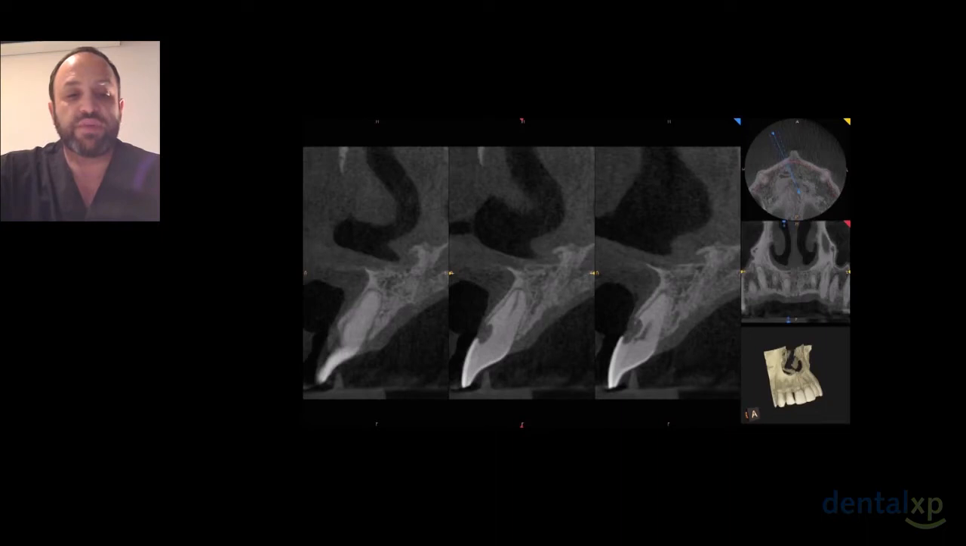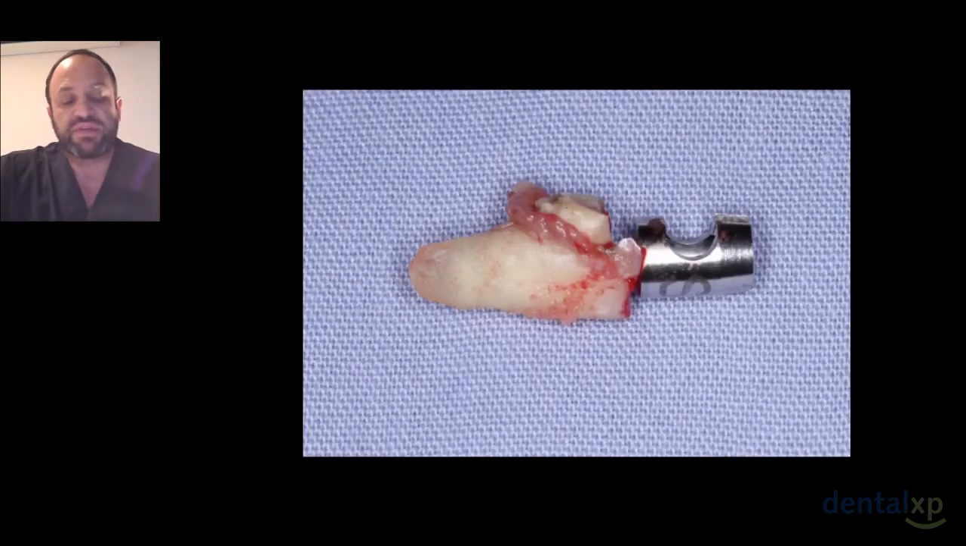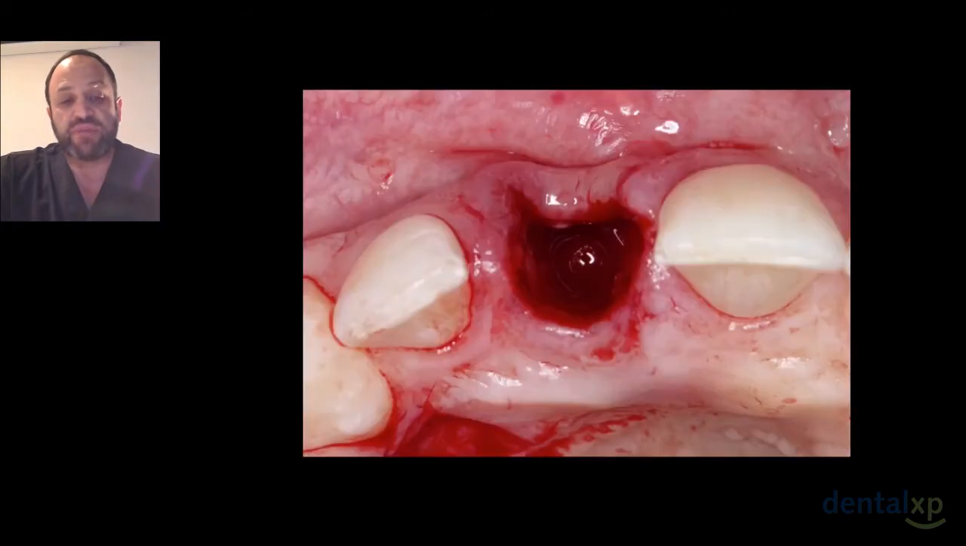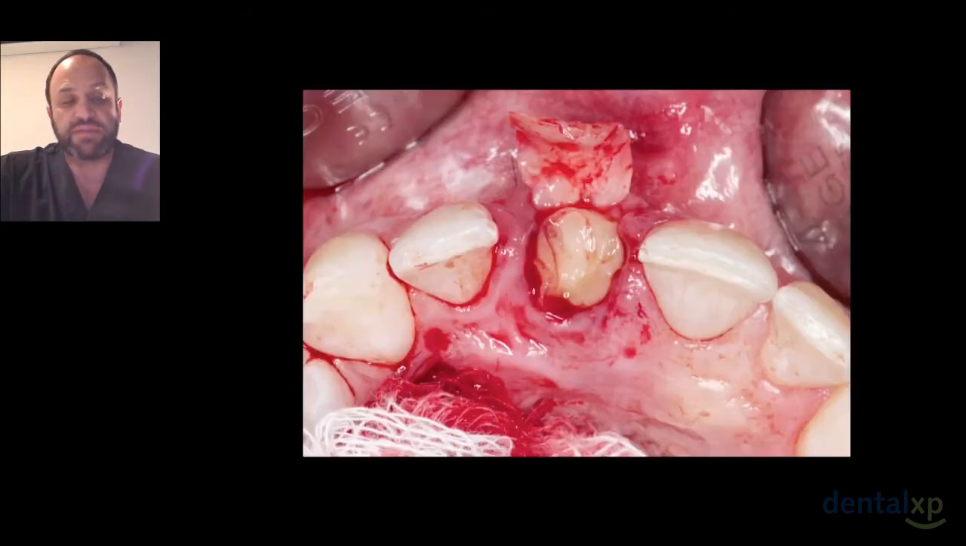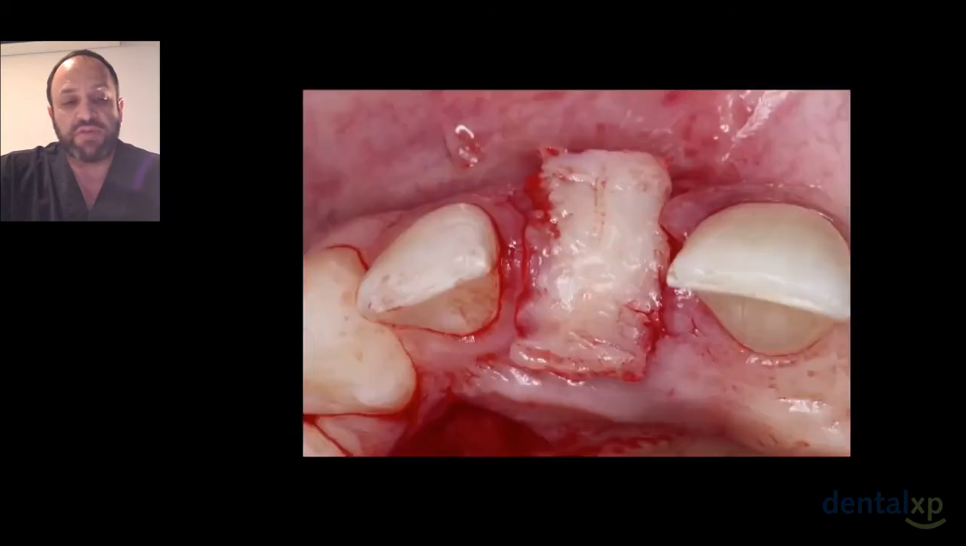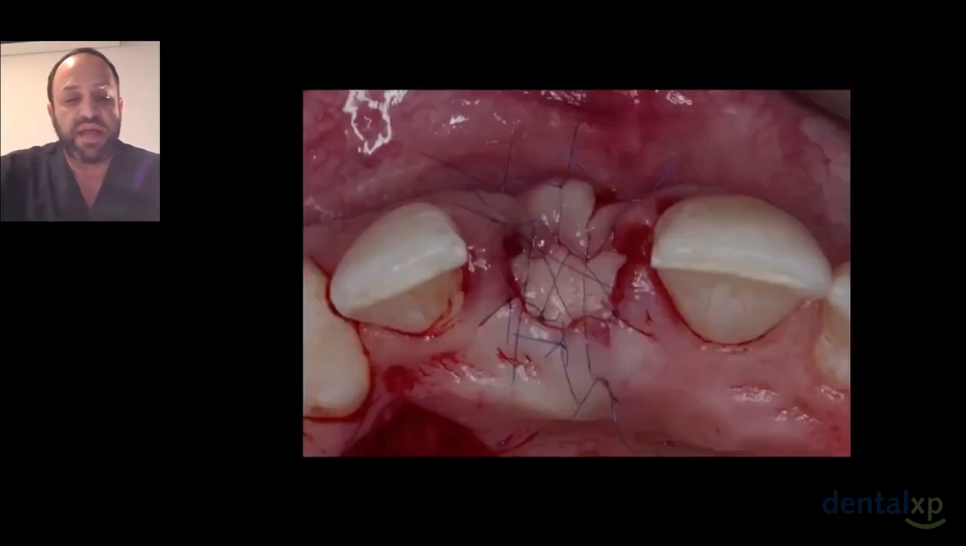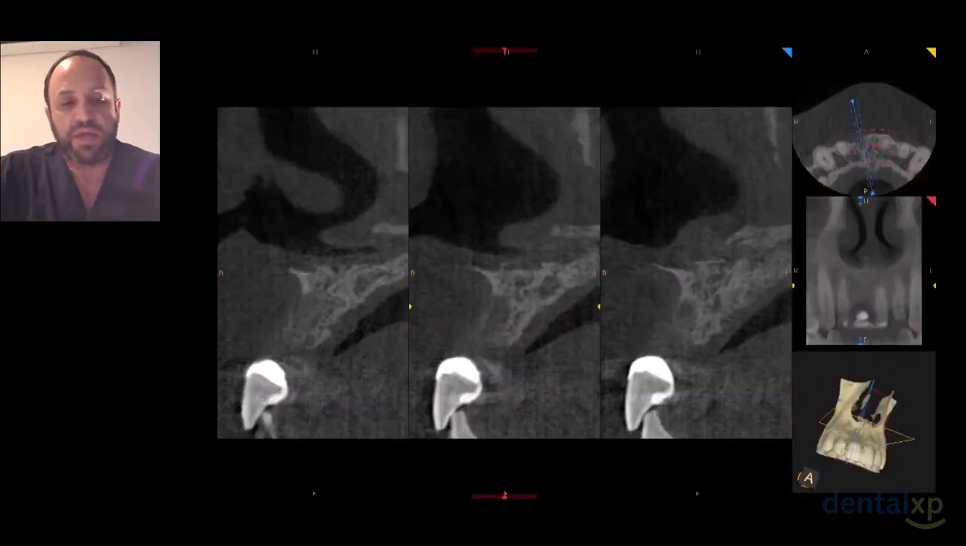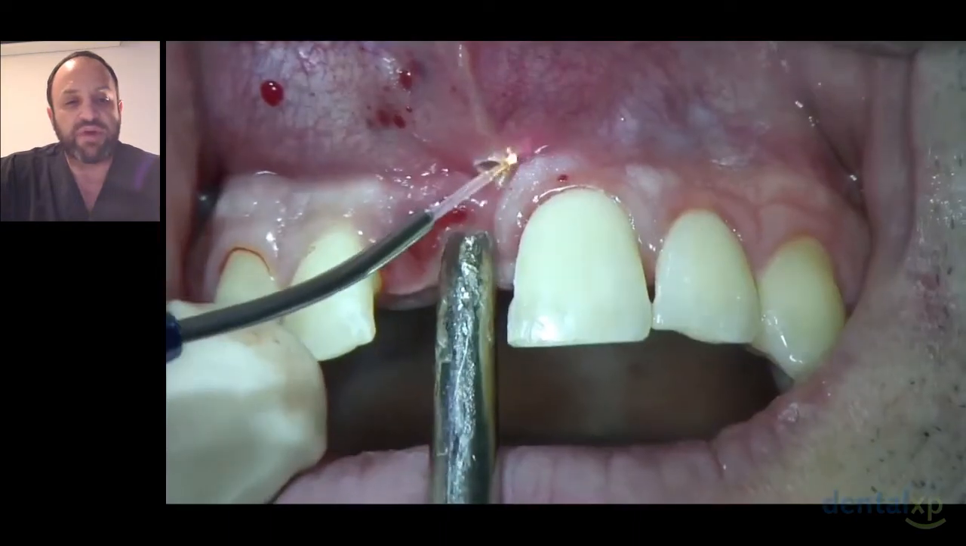Here you can see the cone beam CT scan, and you can see the external root resorption. Here you can see we've used the Benex extractor to atraumatically remove the tooth, and you can see the damage to the buccal plate. We're filling it with PRF membranes, and we've taken a small piece of tissue from the palate. This is a buccal technique where we've harvested from the palate and sutured everything into place just to gain a little bit of soft tissue.